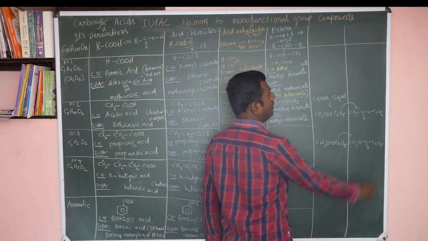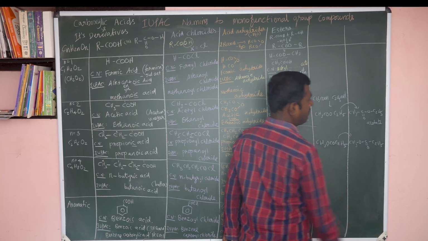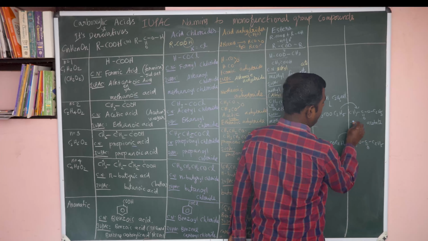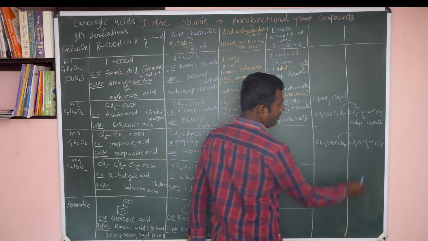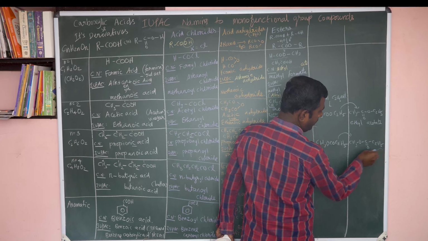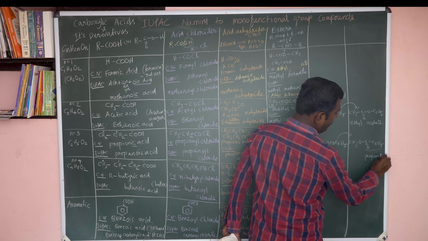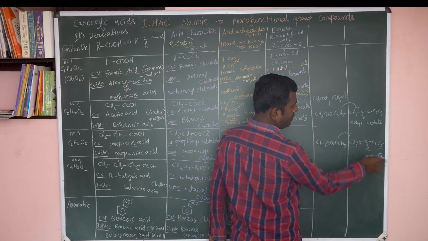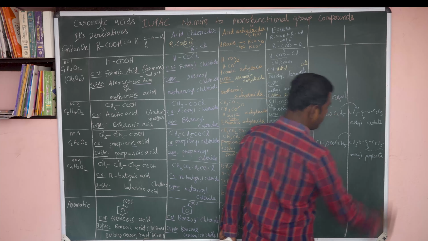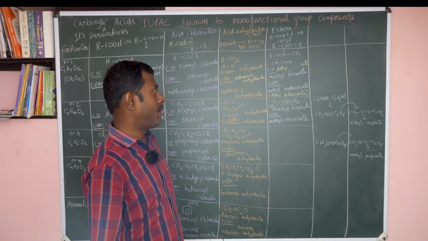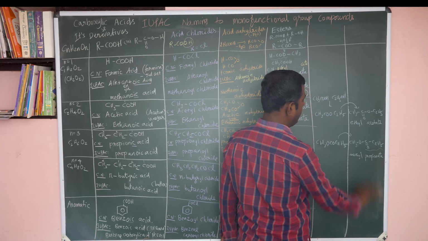Okay. So CH3CO is from acetic acid, and C2H5 from ethyl alcohol. So this is ethyl acetate. C2H5CO is from propionic acid. So propionate, the common name is what? Propionic acid, so propionate. So this is methyl propionate. Ethyl acetate, methyl propionate.